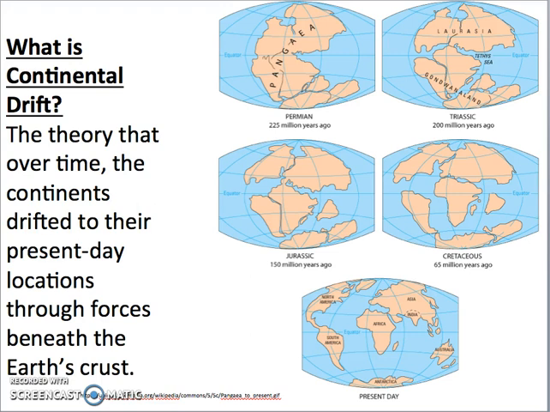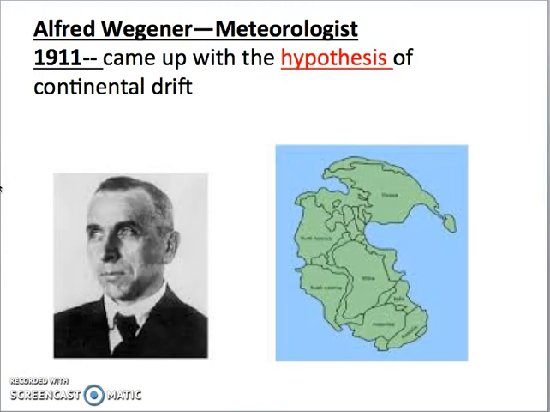So the first person that really coined the term for the continental drift theory was this guy named Alfred Wegener. He was a meteorologist, and he came up with this hypothesis of continental drift back in 1911. And he had several lines of evidence, and let's take a look at what kinds of evidence he had to try to prove his hypothesis.